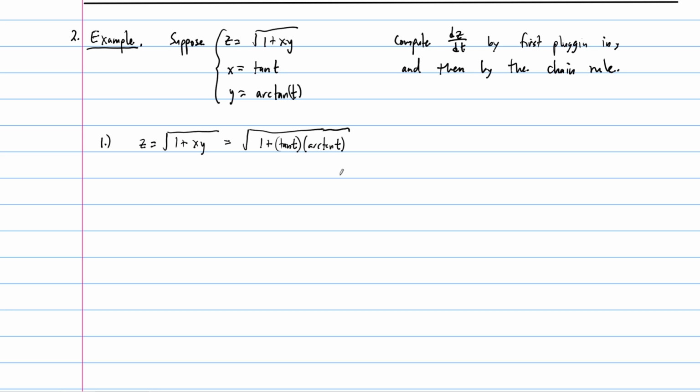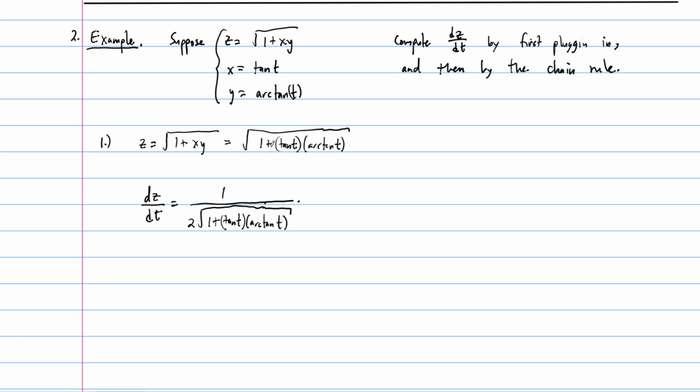So let's just work it out. dz by dt is the derivative of this function of t. First of all, we have a square root function. The derivative of a square root is 1 over 2 square roots, so we have 1 over 2 square roots of exactly what's in there. We leave that alone: 1 plus tangent t times the arctangent of t. And then by the chain rule, we have to multiply by the derivative of the inside function.